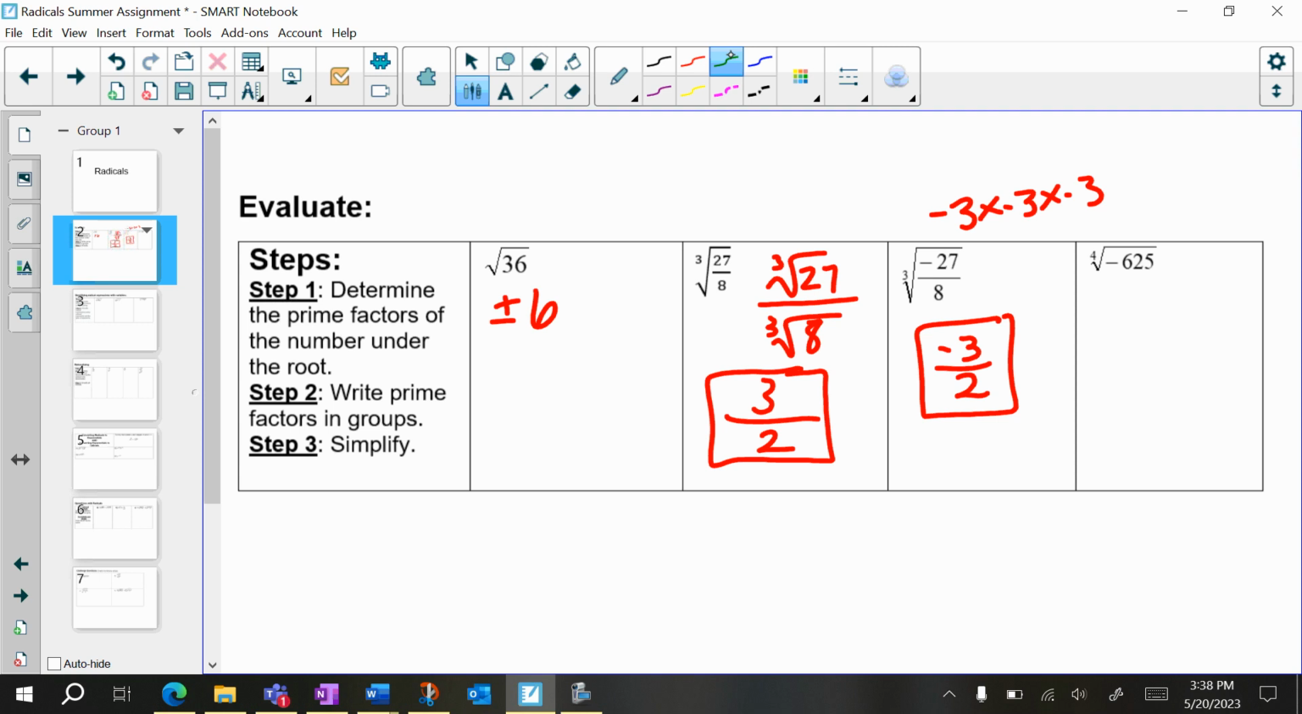Then I have the fourth root of negative 625. I'm going to break this down. So I'm going to have the fourth root of 625 times the fourth root of negative 1. What number times itself 4 times gives you 625? Well, that's going to be 5. And we're going to leave the fourth root of negative 1. Obviously, that's going to be an imaginary.